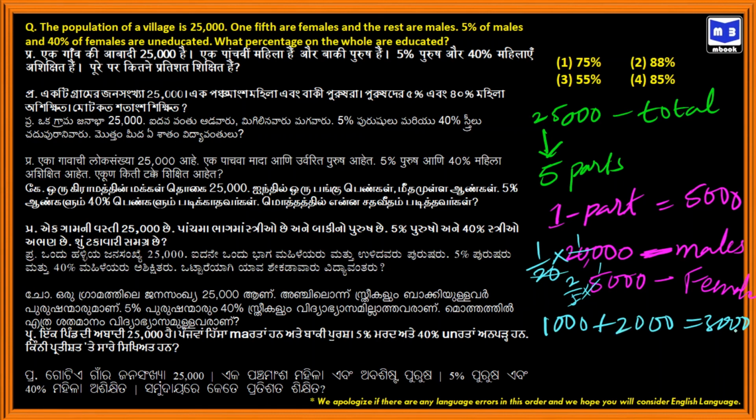The 3,000 out of 25,000. What percentage means 3,000 by 25,000 is 12%. So 12% are uneducated. The educated was 88%.